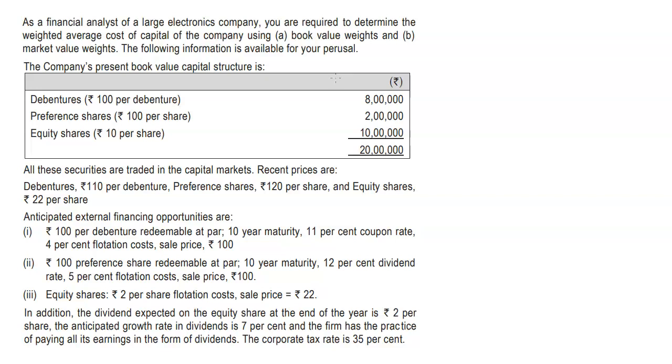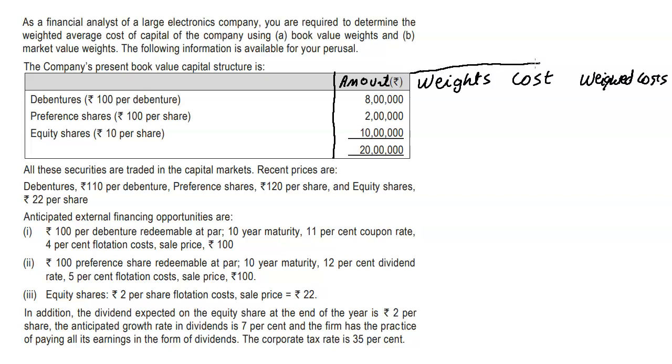Alright, so what we can do is treat this as amount. Obviously in the exam you're going to draw the table from scratch. Alright, we have amount, we have weights, we have cost, and finally weighted cost. And simply extend this table all the way clear.